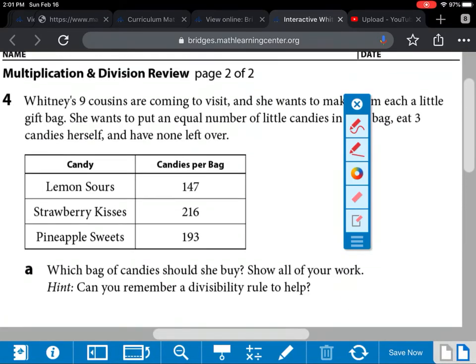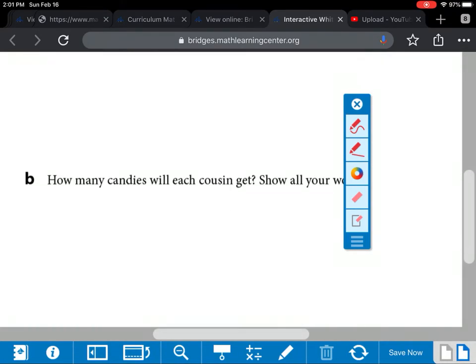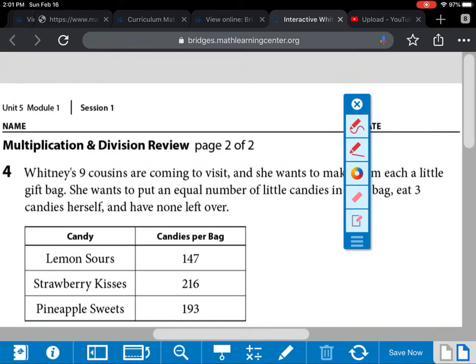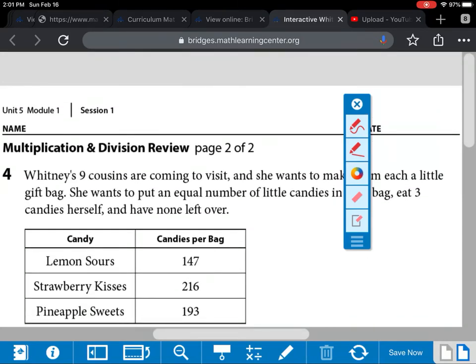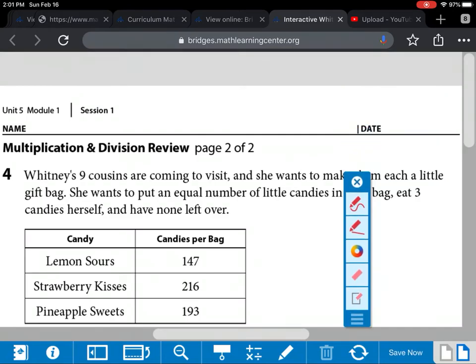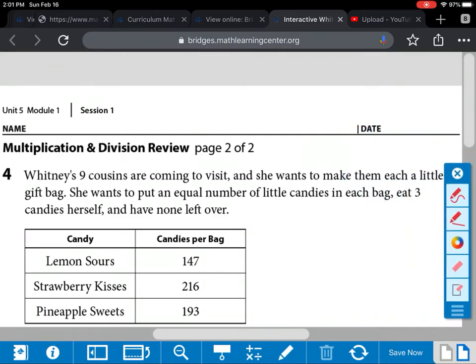All right, so on the second page of the week of February 18th homework, we have a word problem. Oh, that's weird. There we go.